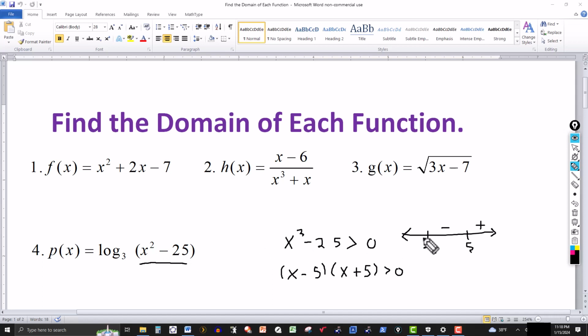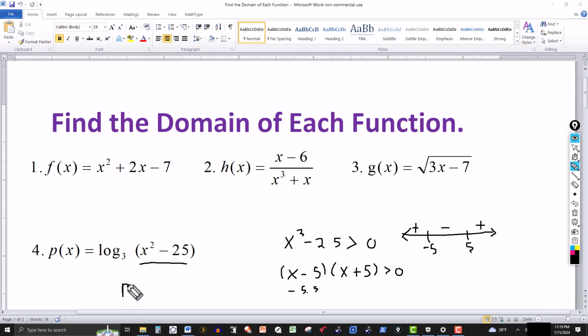If I pick a number less than negative 5, any number in this range to the left of negative 5, say negative 5.5. It could be negative 5.1, as long as it's to the left here. So negative 5.5 minus 5, that's negative. And then negative 5.5 plus 5, that's negative. Negative times a negative is positive. So my solution set lies wherever the plus sign is, because we want x squared minus 25 to be greater than 0. So that means we can pick any number larger than 5 or any number less than negative 5.